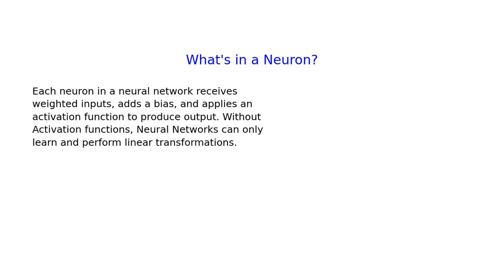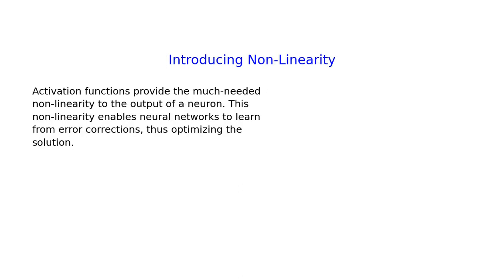Each neuron in a neural network receives weighted inputs, adds a bias, and applies an activation function to produce output. Without activation functions, neural networks can only learn and perform linear transformations. Activation functions provide the much-needed nonlinearity to the output of a neuron. This nonlinearity enables neural networks to learn from error corrections, thus optimizing the solution.